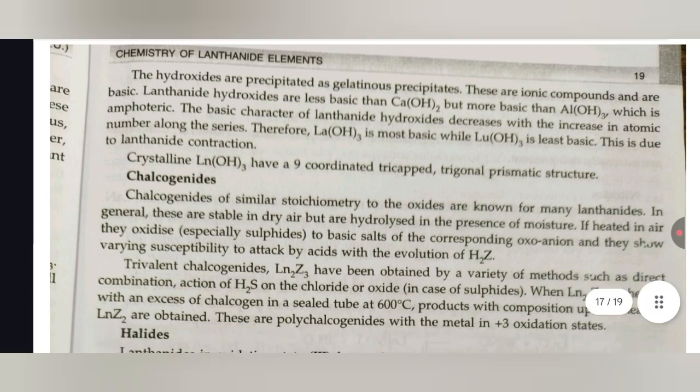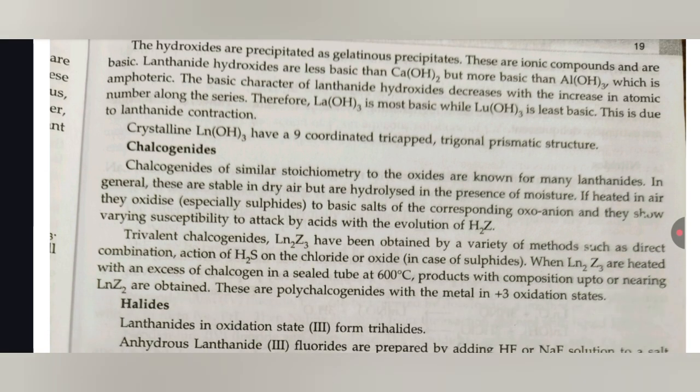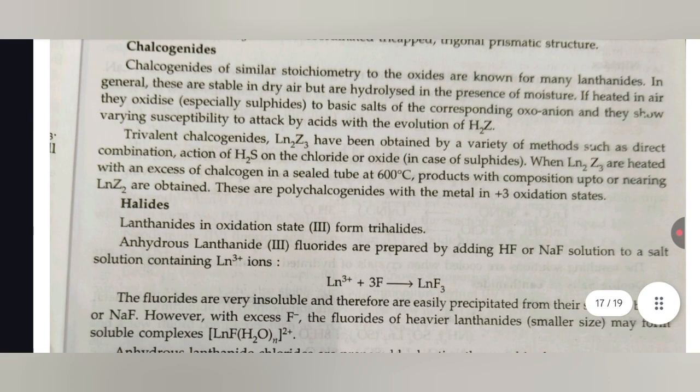Lanthanide hydroxides are less basic than Ca(OH)2 but more basic than Al(OH)3, which is amphoteric. The basic character of lanthanide hydroxides decreases with the increase in atomic number along the series. Therefore, La(OH)3 is most basic while Lu(OH)3 is least basic, due to the lanthanide contraction.